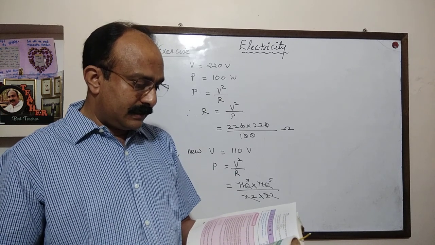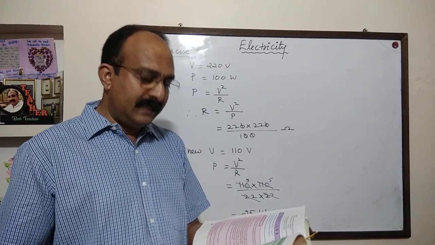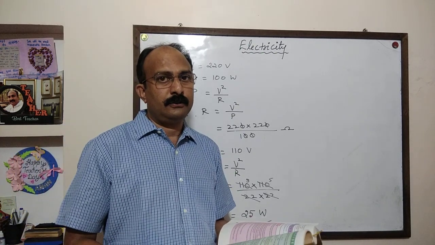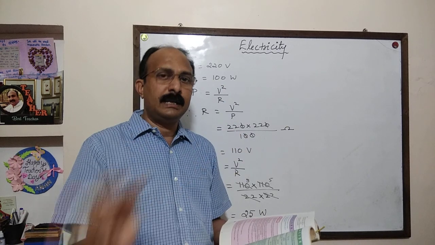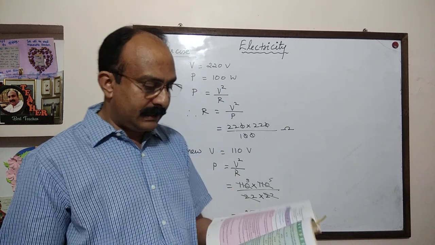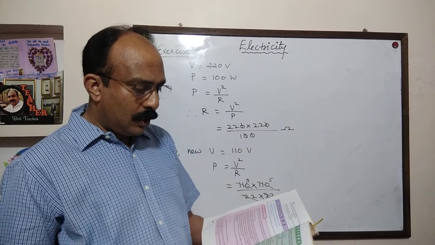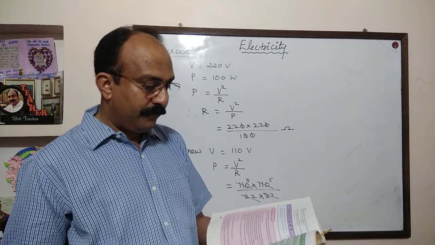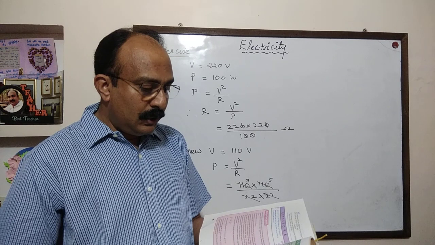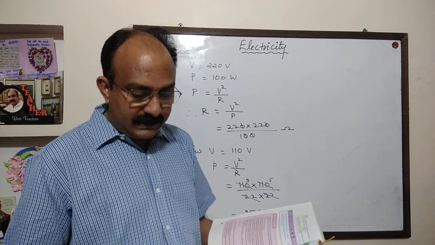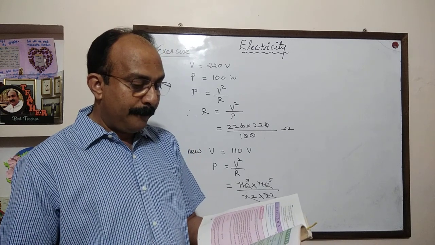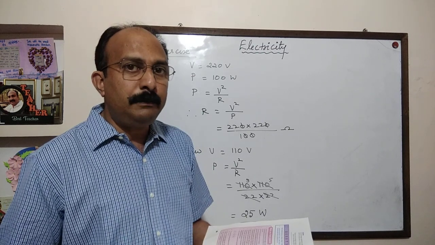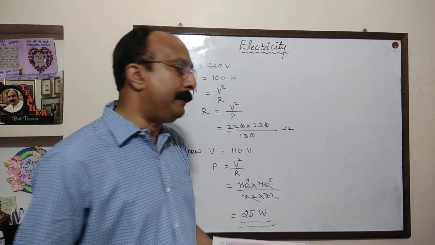Two conducting wires. They are first connected in series and then connected in parallel. So first both of them are connected in series, then the same two wires are connected in parallel. Across the same potential difference, V is also same. Find the ratio of the heat produced in series and parallel.